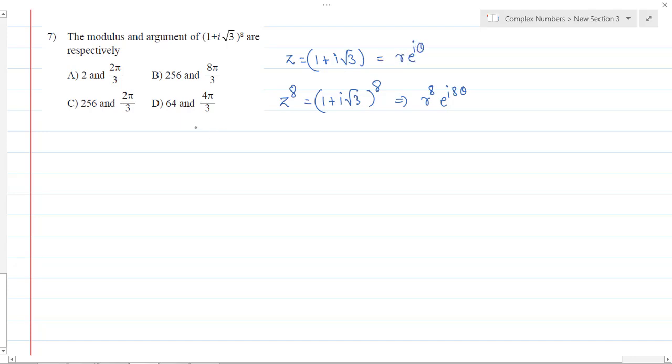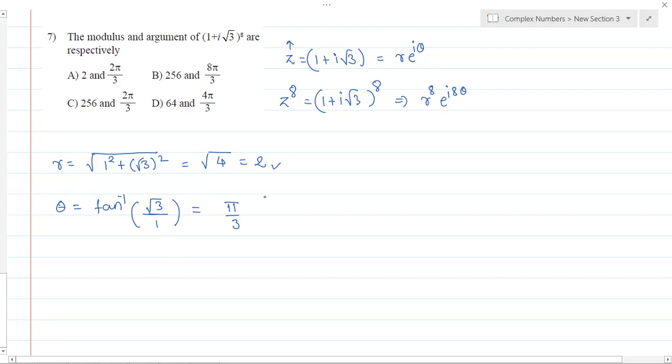So how do you get the value of r? r is equal to root of 1 square plus root 3 square. We need to find the original r, which is nothing but root of 4, which is 2. What about theta? Theta is equal to tan inverse of b by a. Here b is root 3 and a is 1, so root 3 upon 1. Tan inverse of root 3 means, when is the value of tan root 3? It is for 60 degrees, which can be written as pi by 3.